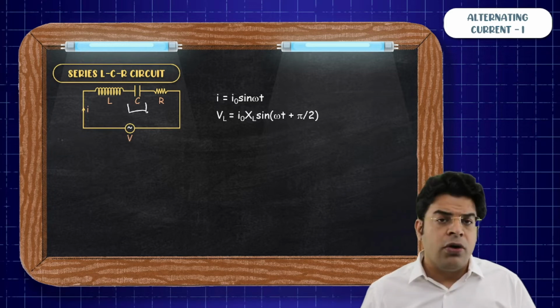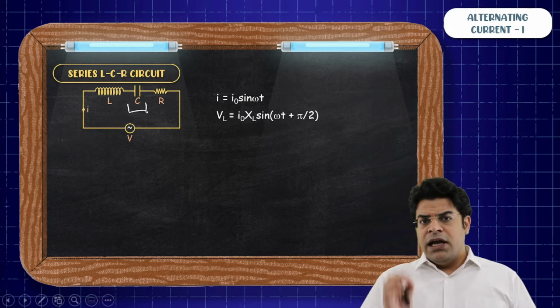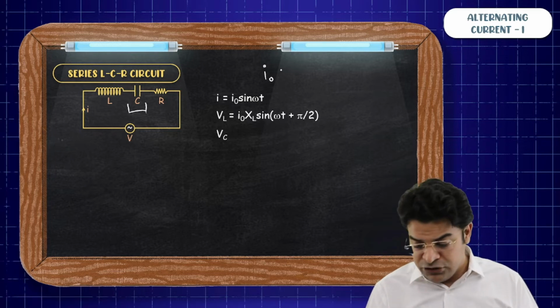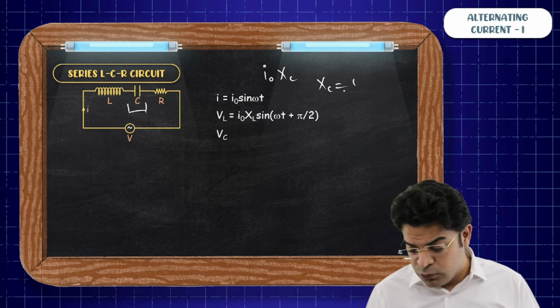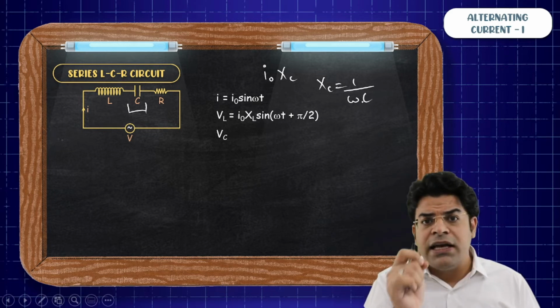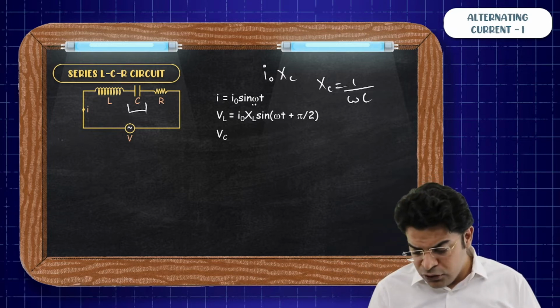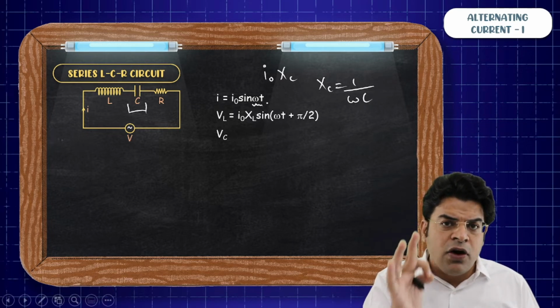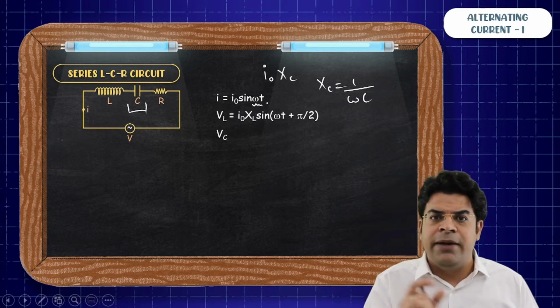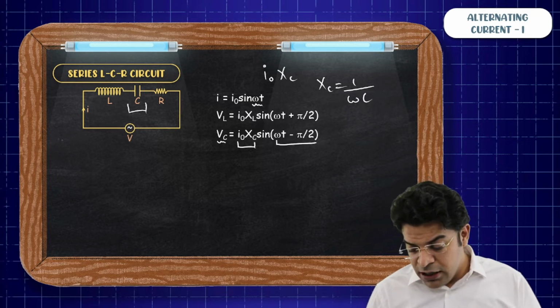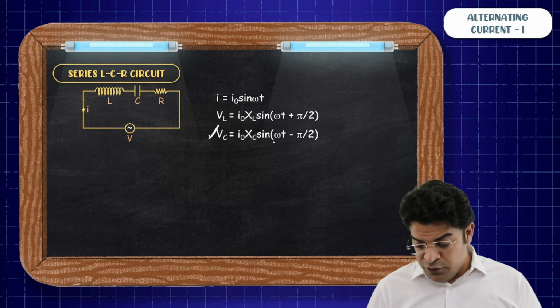Similarly, how will you write the potential drop across this capacitor at any time t? You will say that in the case of capacitor, the peak potential drop across the capacitor will be equal to the peak current flowing through it times Xc, where Xc, which is called the capacitive reactance, is 1 by omega C. And we know that in the case of capacitor, the current leads, the potential lags. So if the phase of current flowing through the capacitor at any time t is omega t, then the phase of potential across the capacitor at any time t will be omega t minus pi by 2. So you will say that the potential drop across capacitor at any time t will be I naught Xc, the peak potential drop across the capacitor, sine omega t minus pi by 2, because in case of capacitor, the phase of potential lags behind by a phase of pi by 2 compared to the current.